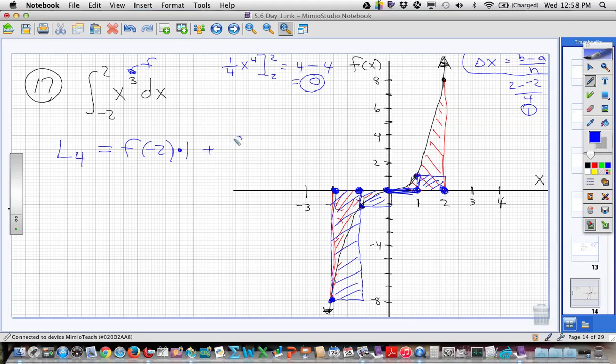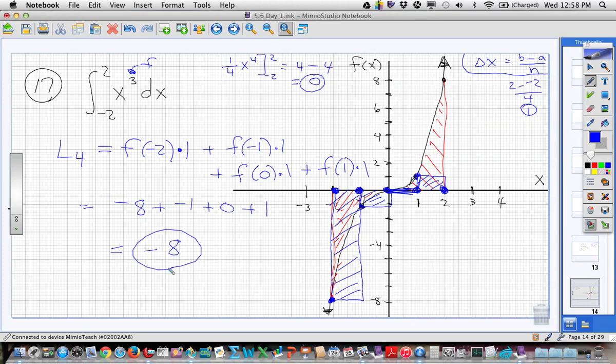Height. F of negative 1 times 1 plus f of 0 times 1 plus f of 1 times 1. Now, when you look at that, right away you can see 4 distinct rectangles. Height times width, height times width, height times width, height times width. So this is clearly an area. Negative 2 cubed is negative 8. Negative 1 cubed is negative 1. 0 cubed is 0. 1 cubed is 1. And we get an answer of negative 8.